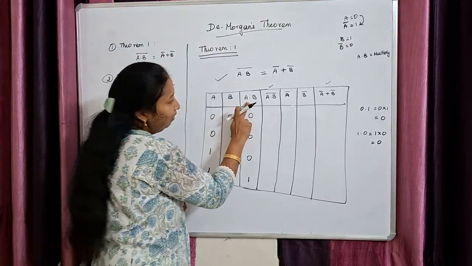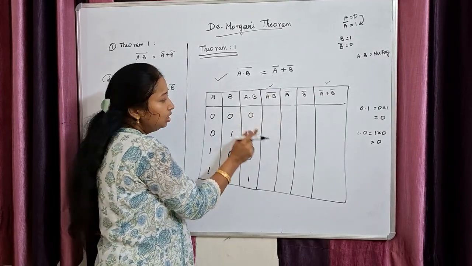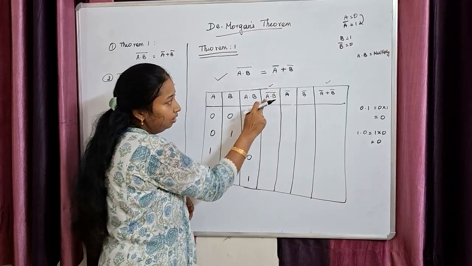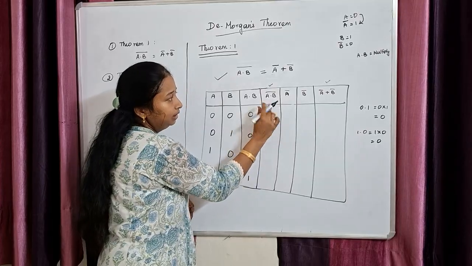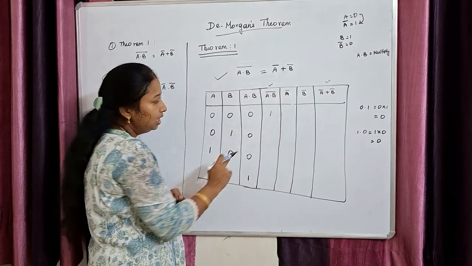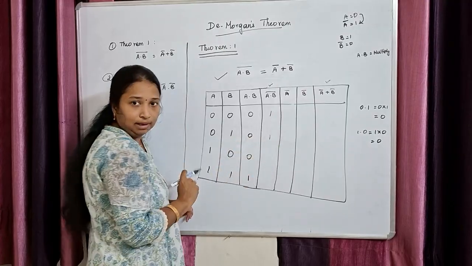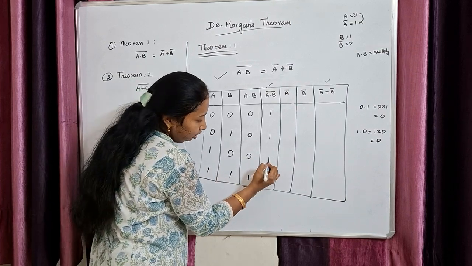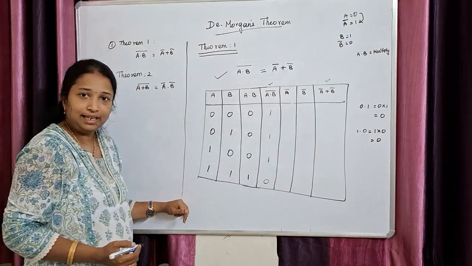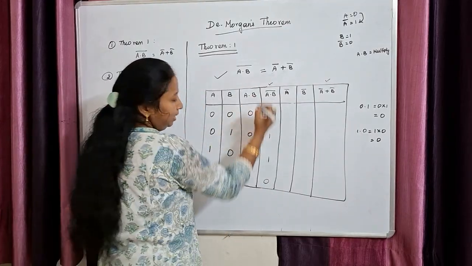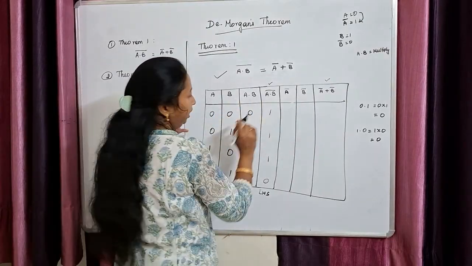Now, we have A dot B here. Here, we have to find A dot B the whole bar. For A dot B, if it is 0 here, A dot B the whole bar will become 1, since we are taking a complement. Here again we have got a 0, so it becomes 1. Here again it is 0, so it will become 1. Here we have got 1, and the complement of 1 is 0. Now, this is my LHS, that is my left hand side. Now, let's do for the right hand side.